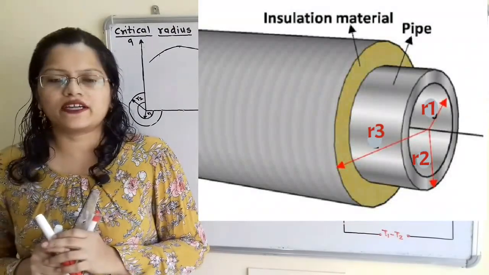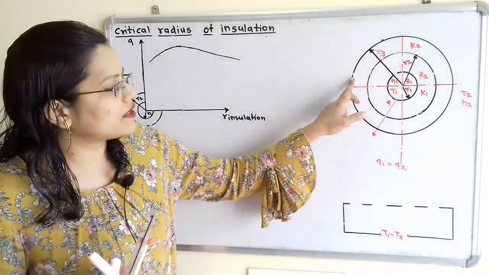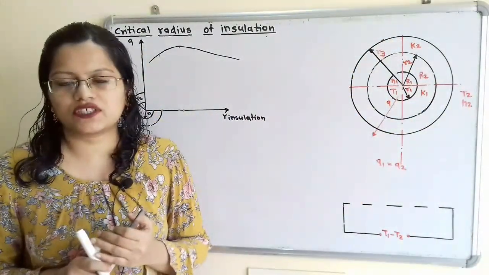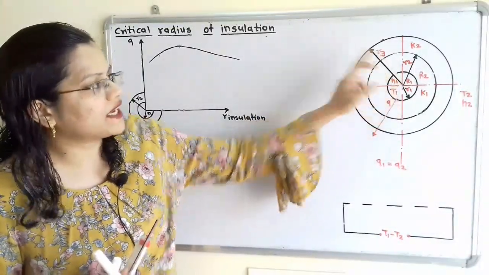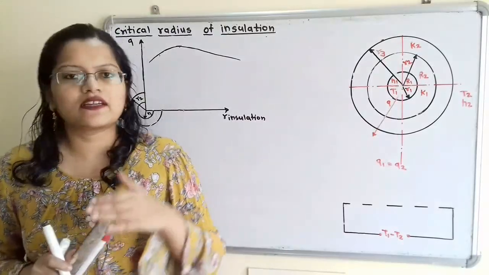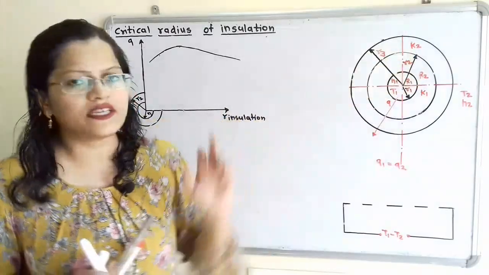Insulation is provided for the asbestos material. So we have to show here this is the insulation with the help of this circular cross section, and the radius from the center line we have to show as R3. Now conductivity for this insulation material is also mentioned in the question. So this conductivity we will consider as K2.